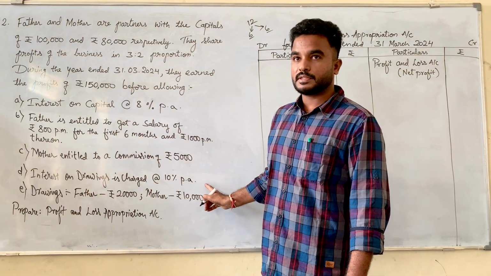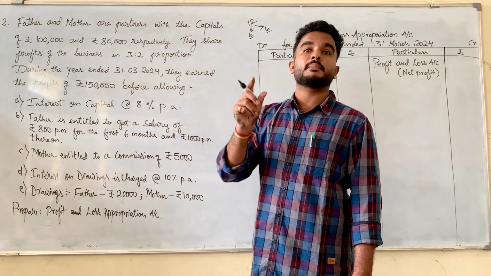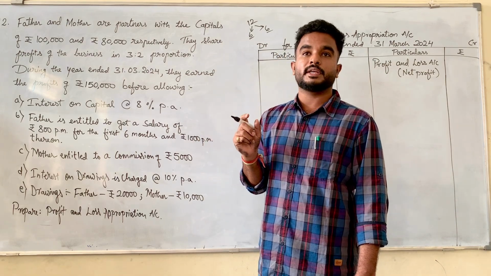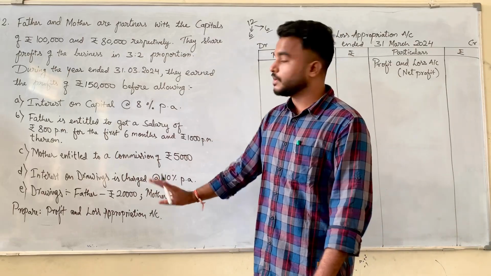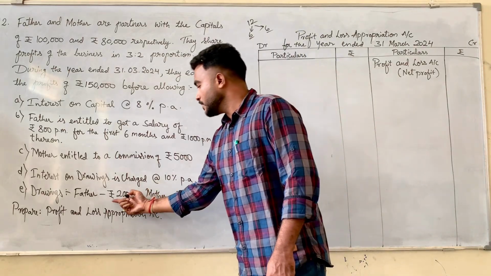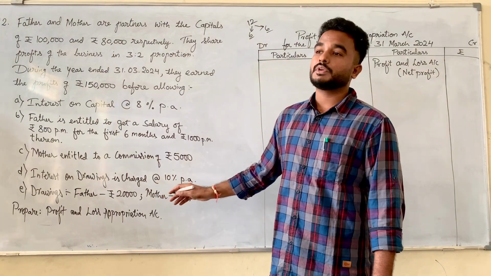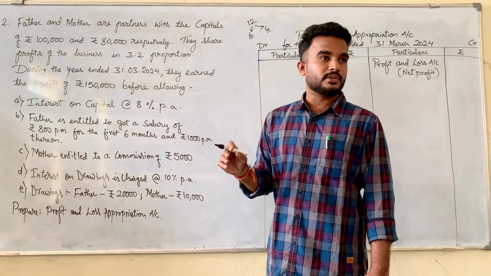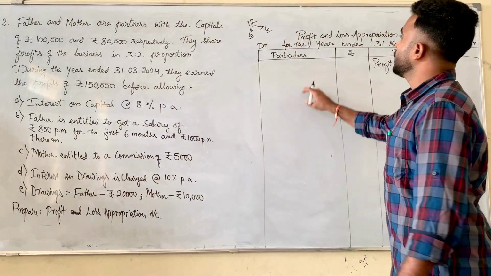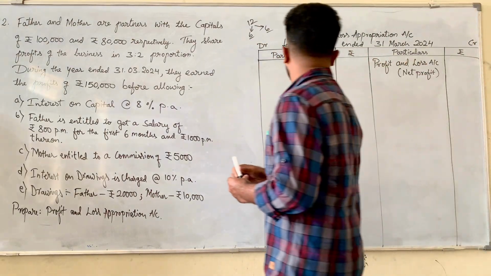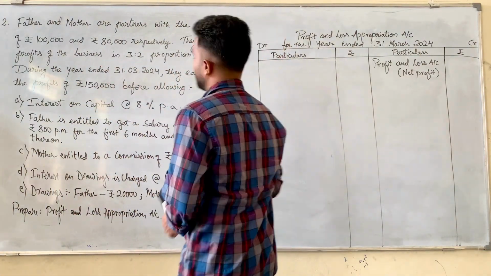Previously we have discussed, if the interest rate is provided and also the amount of interest on drawings is provided, in that case we'll go with the amount. But in this problem they did not give the amount. They gave the amount of drawings and rate of interest. So we have to calculate interest on drawings. Okay, we have to prepare profit and loss appropriation account. Now profit and loss appropriation account for the year ended 31st March 2024.